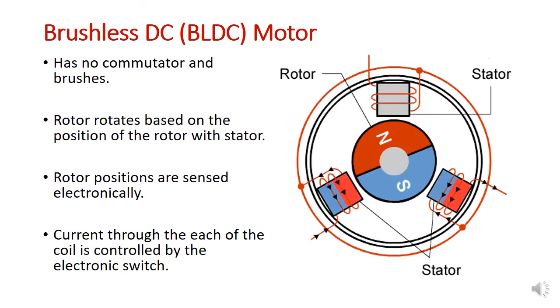The rotor rotates based on the position of the rotor with respect to the stator poles. So rotor position is sensed continuously by using some sensors. The current through each coil is controlled by external electronic switches, that is power converters. So this is the basics of the brushless DC motor.